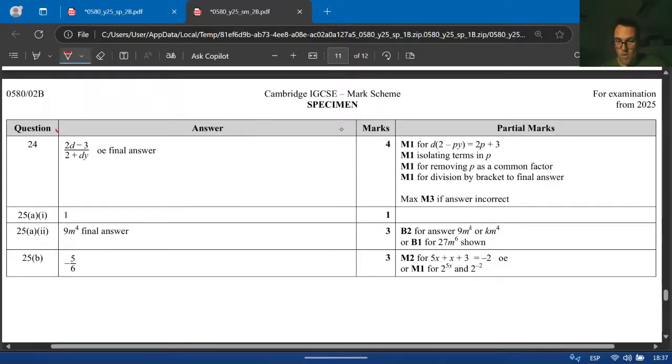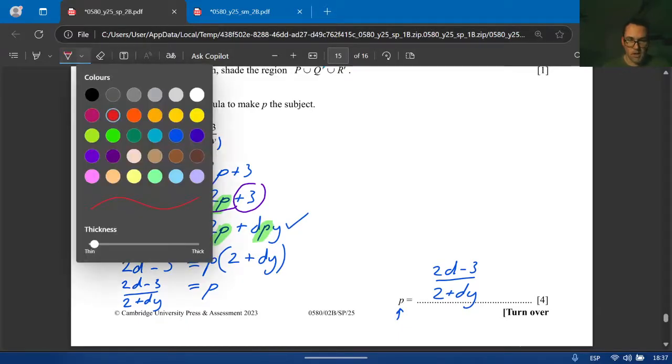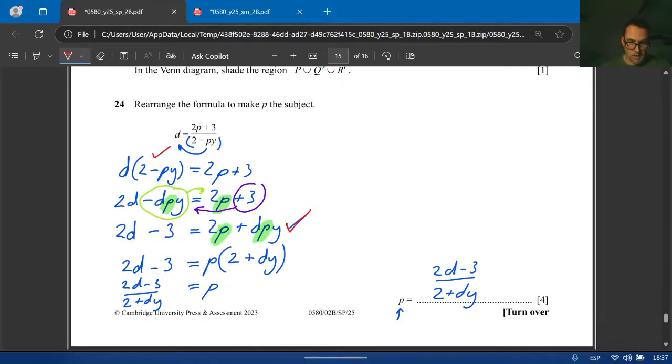That is 1 mark. Okay, putting all the terms with the p's on one side, like I did here, that's another mark. This is not red. Okay, that's another mark. Factorizing. So here, that's the third mark, and then of course your final answer. Okay. Again, a little bit of practice and you've got this sorted.